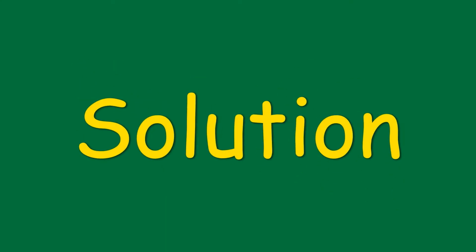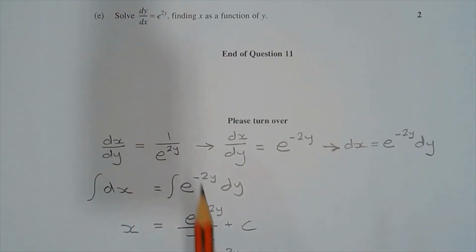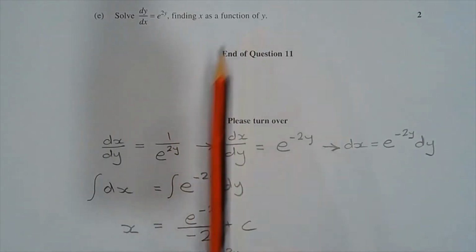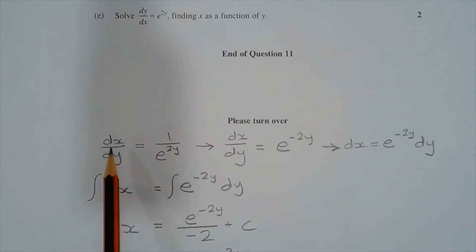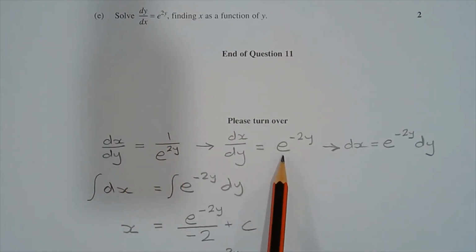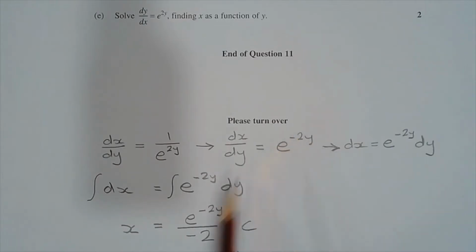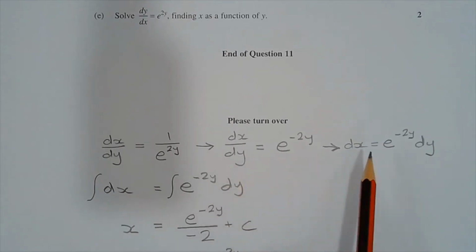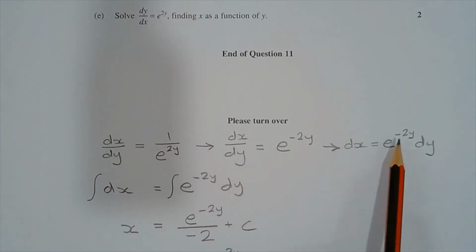Question 11e. Solve dy/dx equals e to the power of 2y, finding x as a function of y. The first step is to take the reciprocal of both sides of the differential equation, since we want to find x as a function of y. Hence, dx/dy is equal to 1 over e to the power of 2y, which equals e to the power of negative 2y, expressing the right-hand side with a negative index. Multiplying both sides by the differential dy, we have dx is equal to e to the power of negative 2y dy.